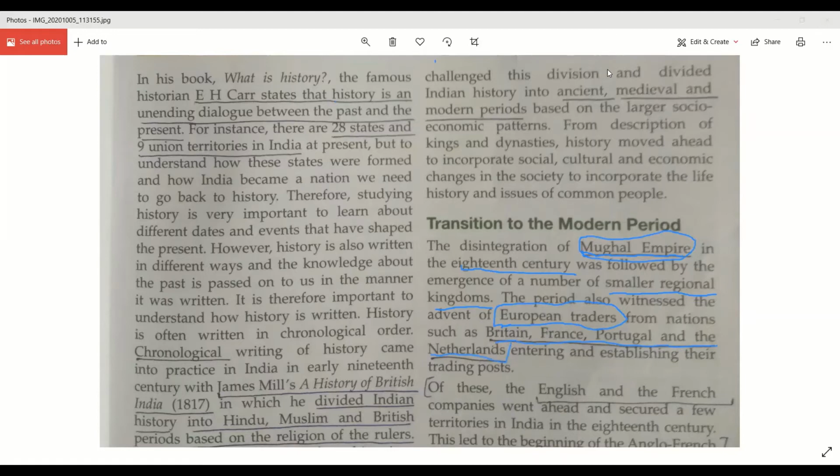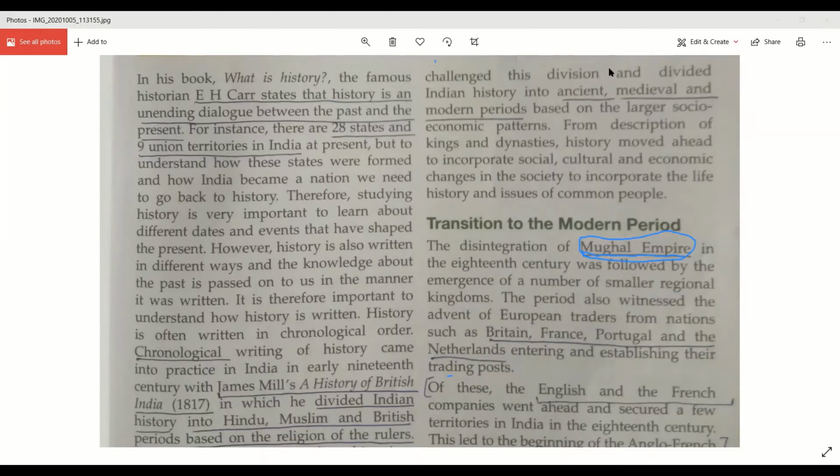How did they enter our country? They entered through trading posts. They came here as traders. They said that they only wanted to trade in India. Trade is to sell products and buy from India. Okay, buying and selling is trade. So the British, French, Portuguese, and the Netherlands came to India for the purpose of trading. Now, this trading went on for some time, and then the Mughal Empire and the smaller kingdoms were affected later.